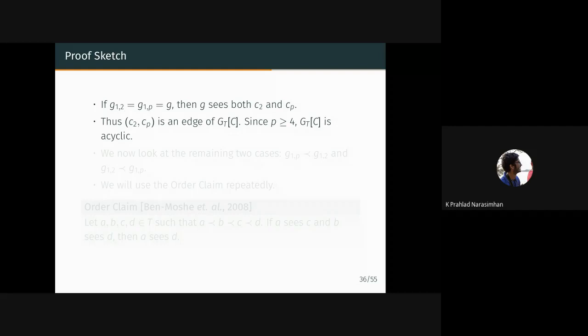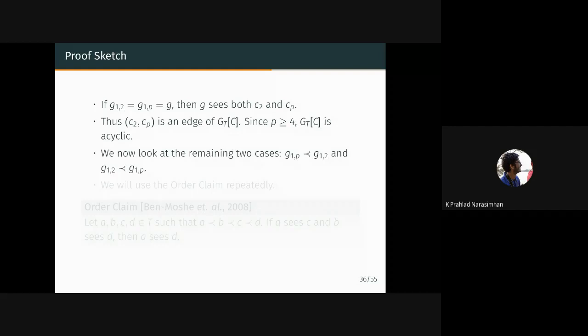there exists an edge between C2 and CP, because the guard sees C1 as well as C2 as well as CP, by definition. So since P is greater than or equal to 4, CP is not C3 and clearly it is not C1 as well. Therefore, there exists a chord in the cycle C in GT, in the graph induced by C. Therefore, GTC is acyclic.